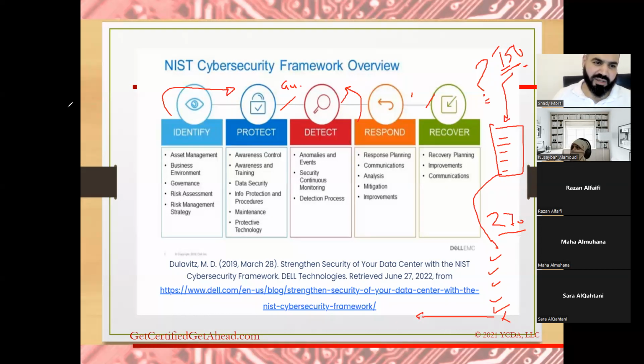Okay, Maha, did this answer your question? Yes. Is IEEE part of cybersecurity standards? Yes. ISO and IEEE have the same standard, which is 27,000. They come together to build the 27,000 series.